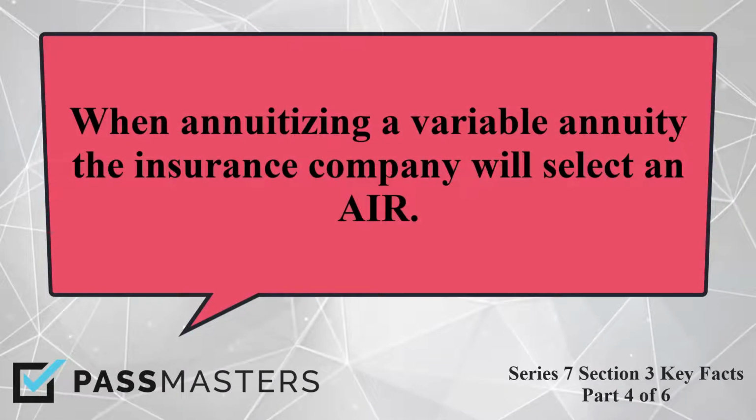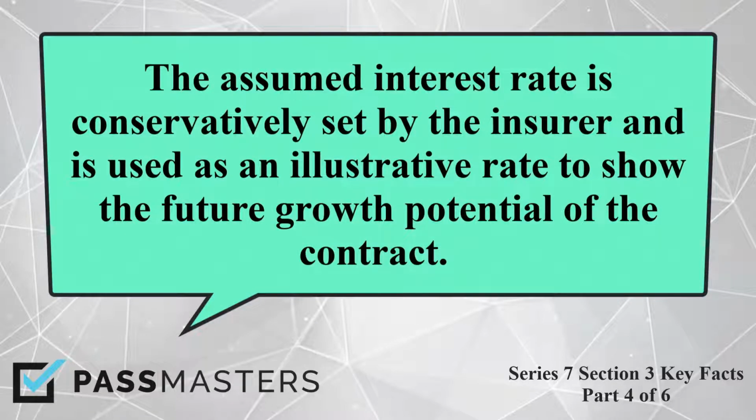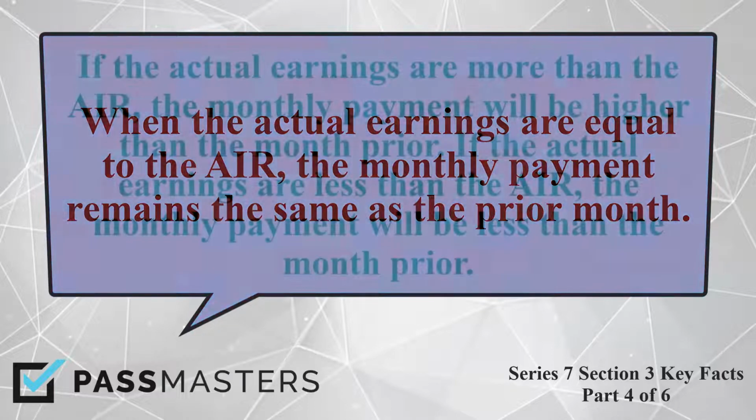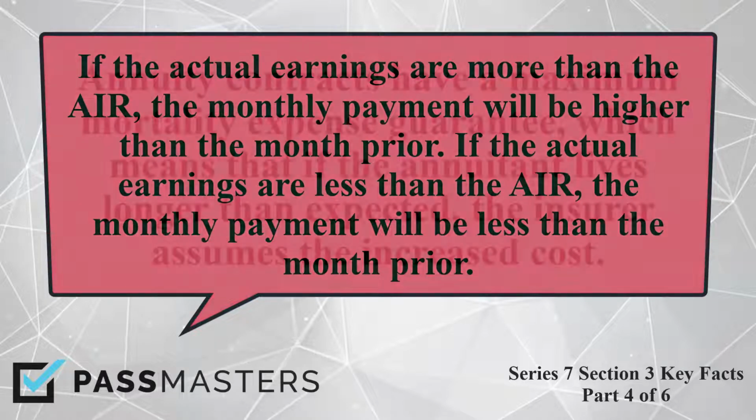When annuitizing a variable annuity, the insurance company will select an AIR. The assumed interest rate is conservatively set by the insurer and is used as an illustrative rate to show the future growth potential of the contract. When the actual earnings are equal to the AIR, the monthly payment remains the same as the prior month. If the actual earnings are more than the AIR, the monthly payment will be higher than the month prior. If the actual earnings are less than the AIR, the monthly payment will be less than the month prior.